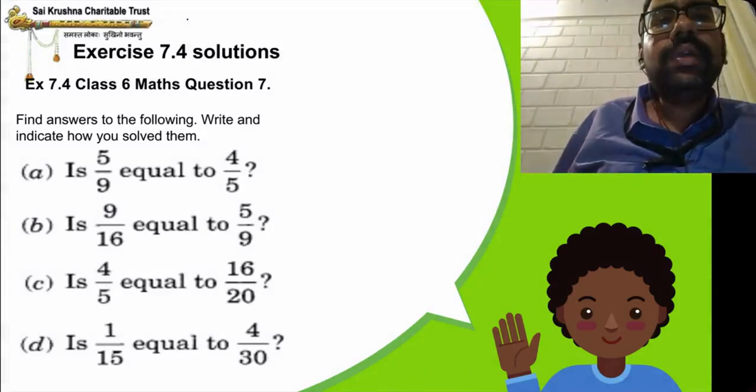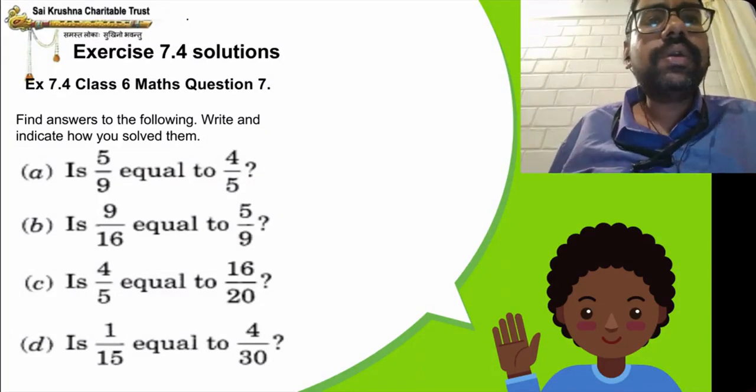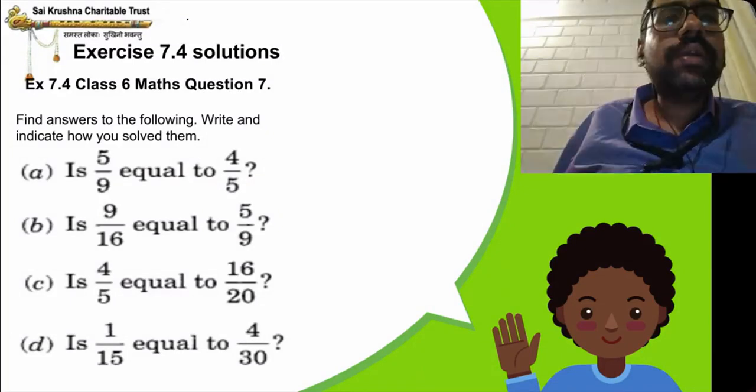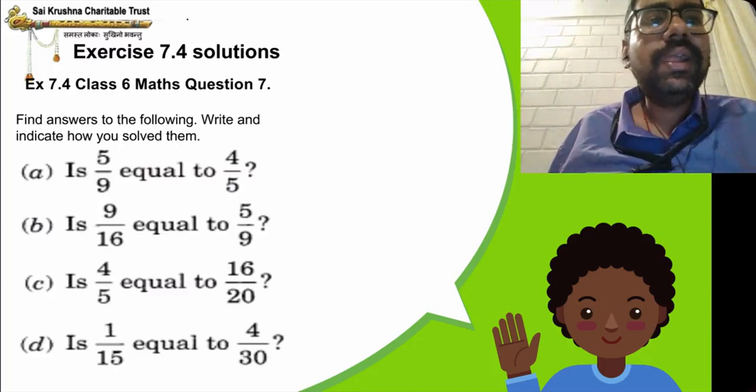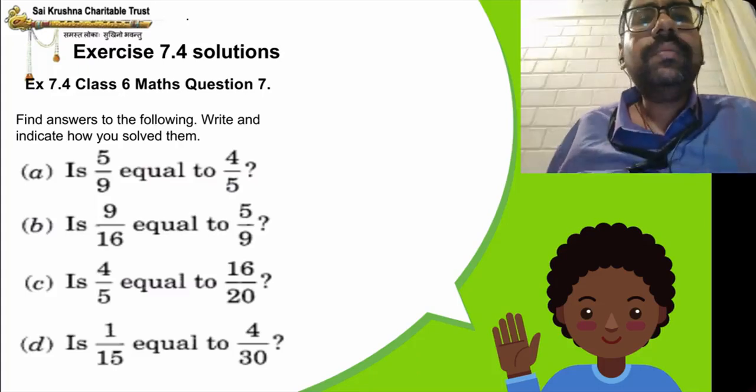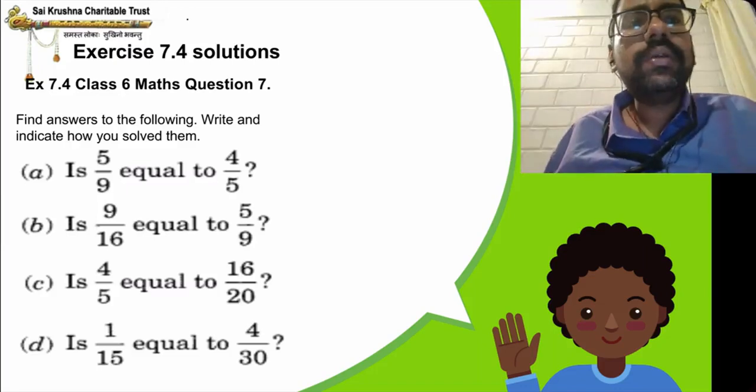Is 5 by 9 equal to 4 by 5? How to compare two unlike fractions, children? I thought you know. Can anybody tell me the answer? Yes, by cross multiplication. How to do that? Numerator 1 into denominator 2 is equal to denominator 1 into numerator 2.